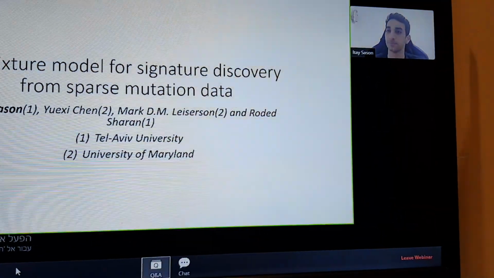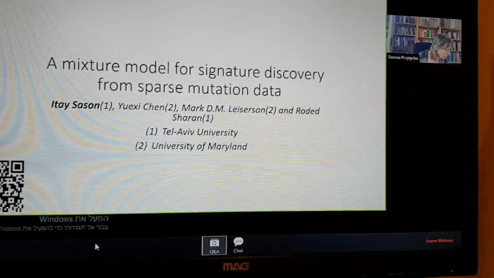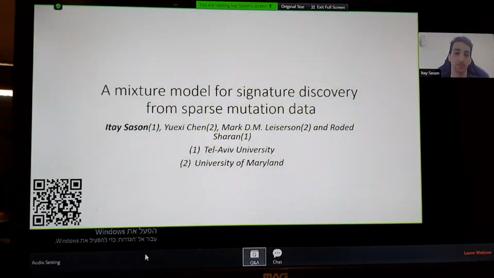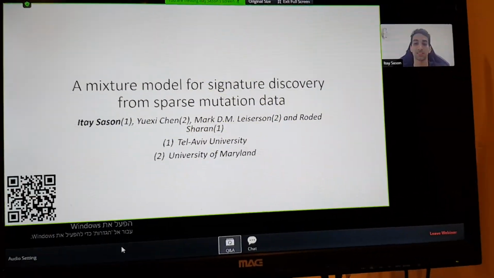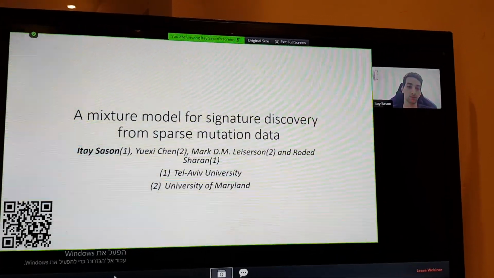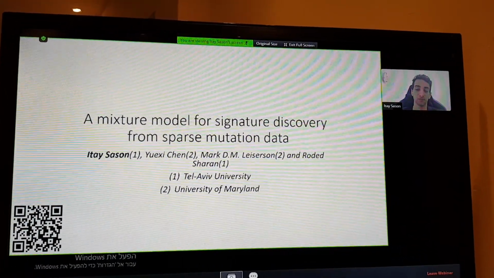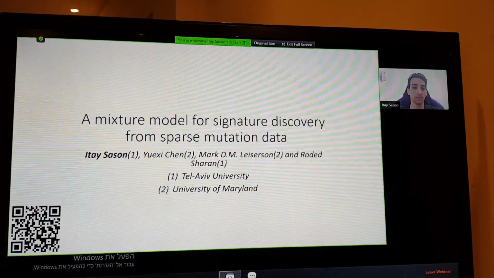Okay, so can you see my screen? Yeah, we can see your screen and we can see you. Okay, so I will present our probabilistic model for sparse mutation data. For convenience, you can use the QR code on the bottom left to open the online version of the slides.